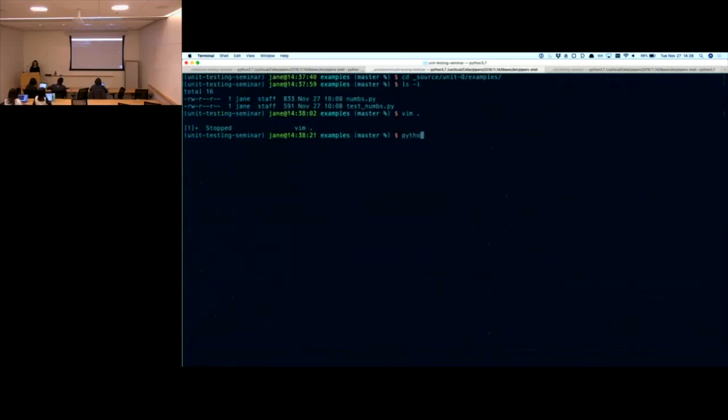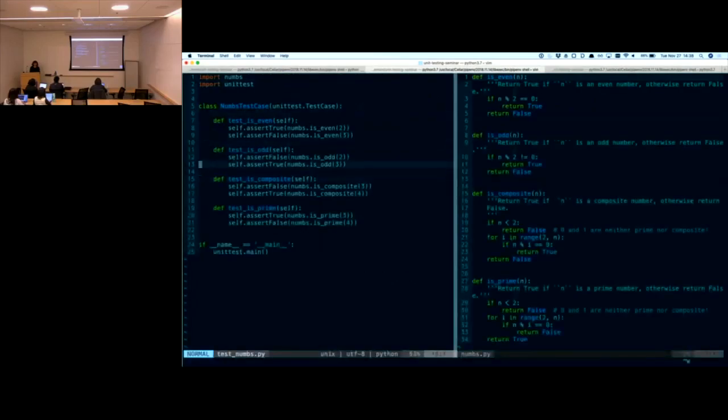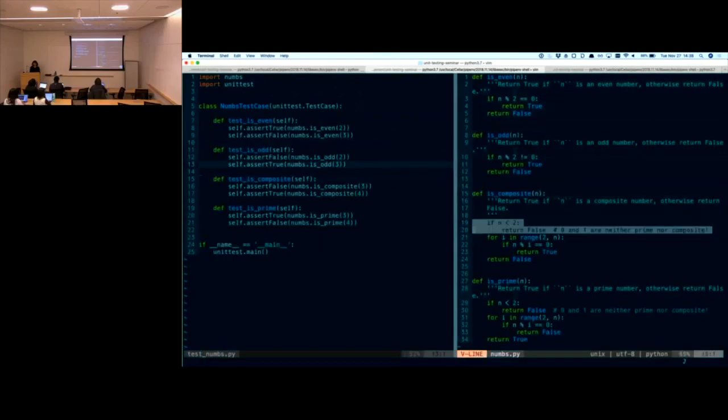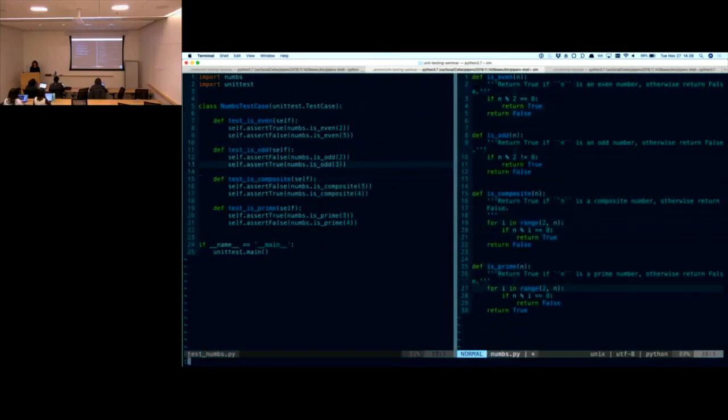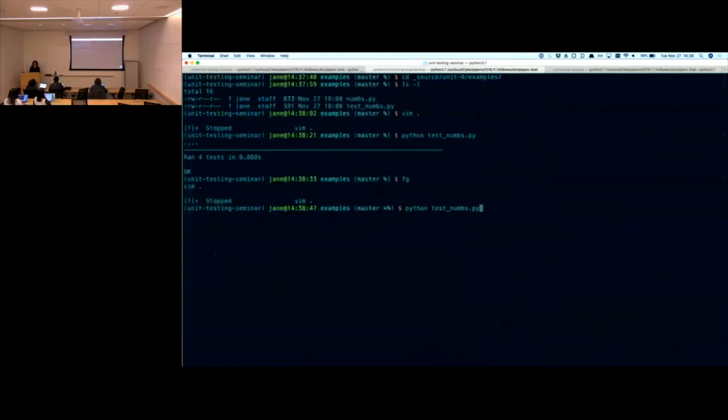Cool. Okay. So we want to run our tests, and all we have to do is pass that file to the Python interpreter. Dang it, I wanted this to fail. Aha. Hold on while I break my code. Okay.